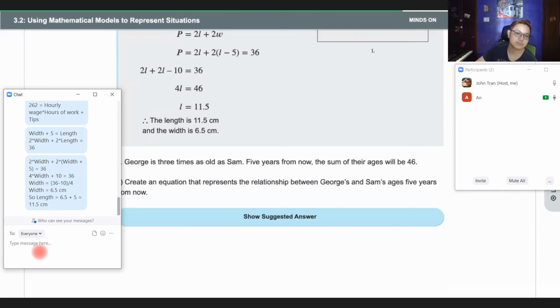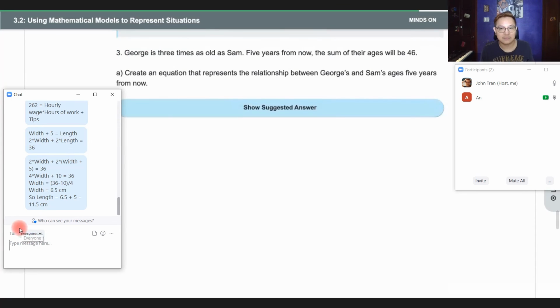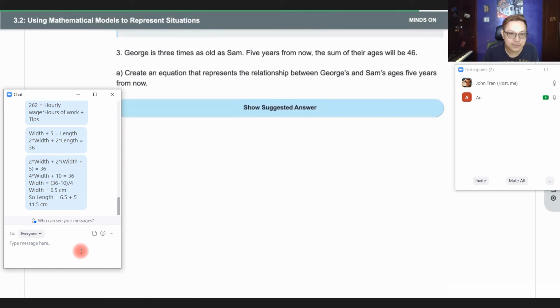George is 3 times as old as Sam. So 5 years from now, the sum of their ages will be 46. This is a very common situation. Create an equation that represents the relationship between George and Sam's ages 5 years from now. So the question has many parts.